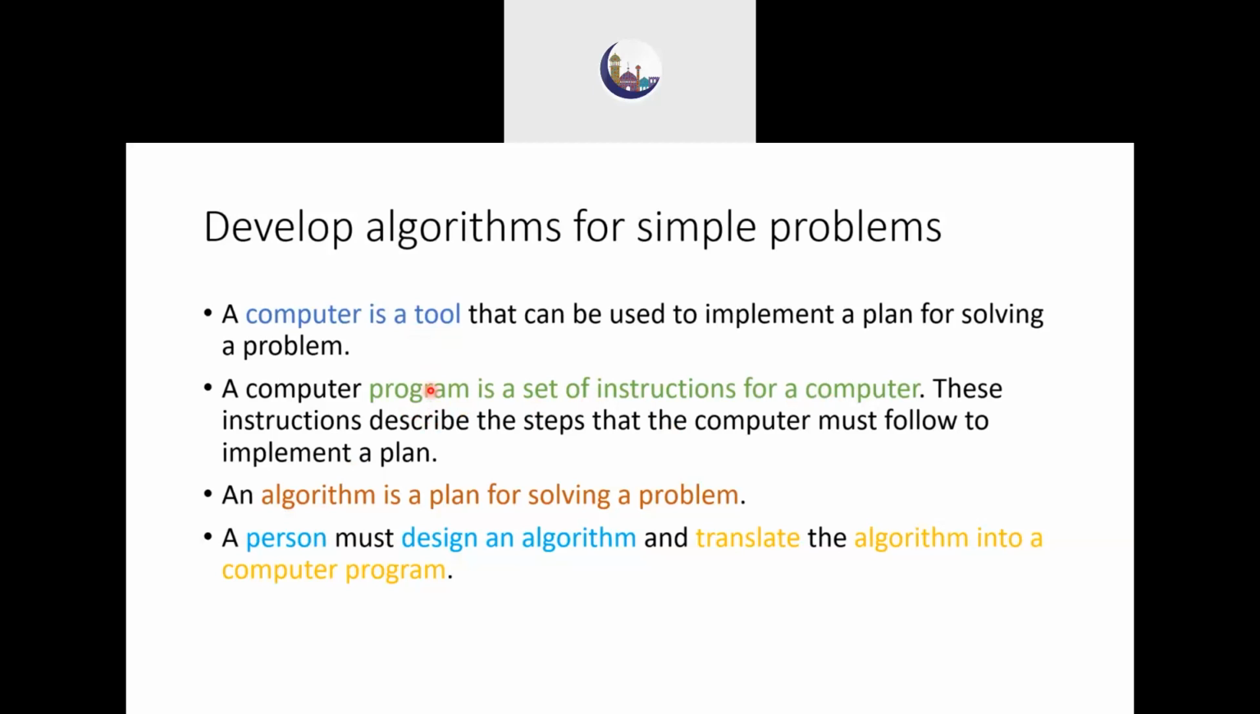Whatever program you are trying to write, that program is in a language which is understood by the computer, right? But that particular language cannot be understood by a normal person. To be understood by a normal person, we write it in plain simple English, which is nothing but an algorithm. So an algorithm is a plan for solving a problem, basically. And then a person will try to design an algorithm and translate that particular algorithm into a computer program.